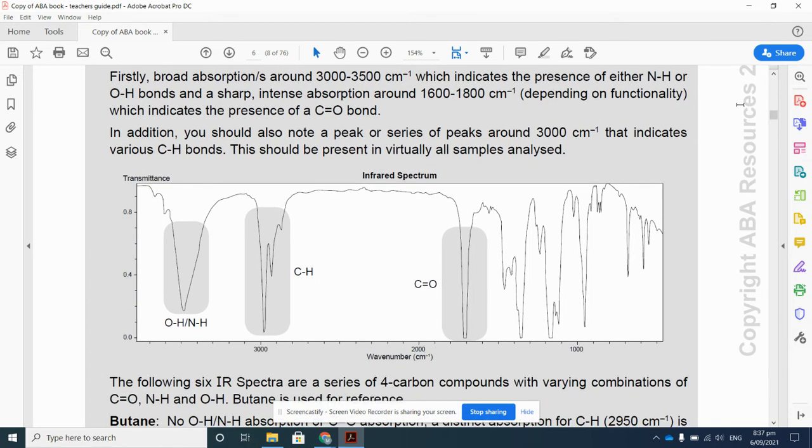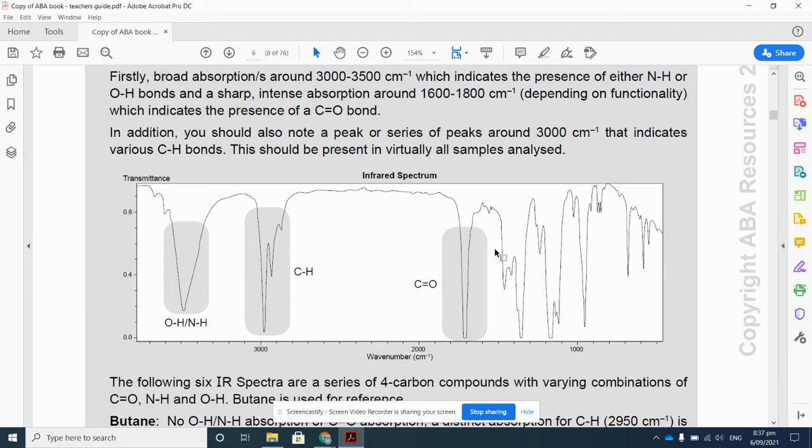Here is a spectrum. First of all, notice that the wave numbers go from right to left, from 0 to about 4,000. And this region here is called the fingerprint region. This region is unique to each molecule, so we're not going to be too interested in that part. But what we are interested in is two things.